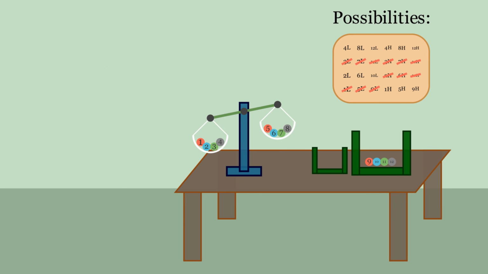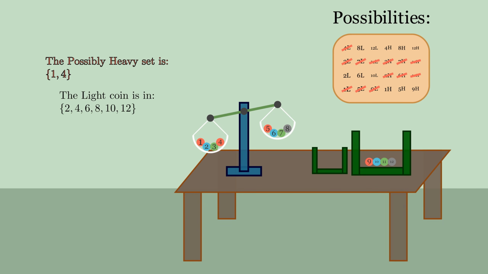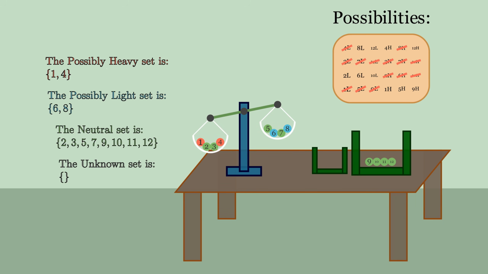Now let's take a look at the possibly heavy set. Before weighing, a heavy coin could either be in the heavy set or in the unknown set. In other words, in their union. After weighing, we know that a heavy coin could only be found on the heavy side of the scale. This means that our new heavy set is the intersection between these two. The same goes for the possibly light set. And finally, since the new unknown set is empty, the new neutral set must contain all coins that aren't in the new heavy and light sets.